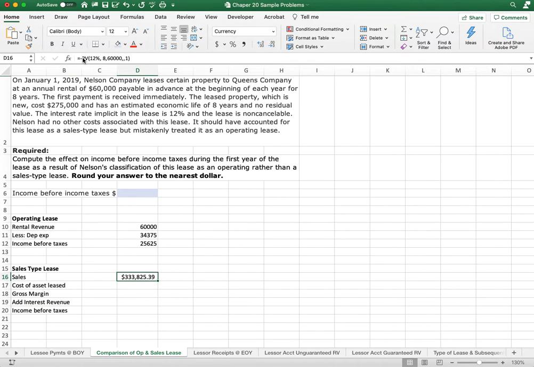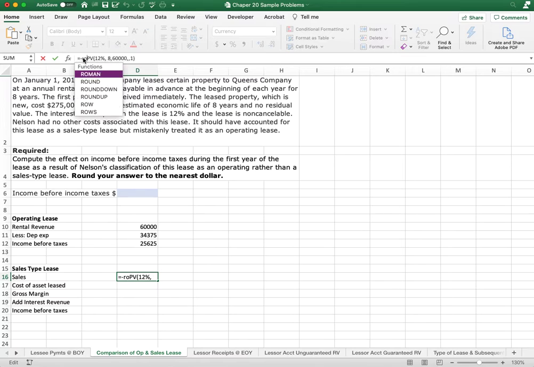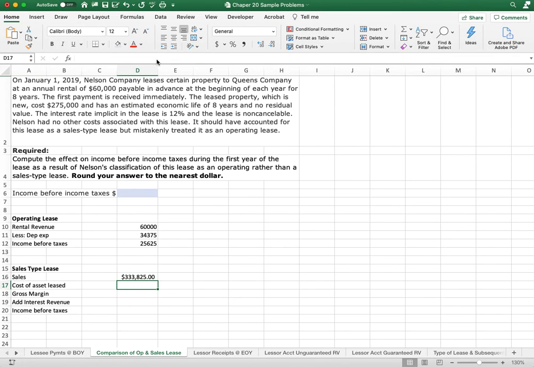And I guess technically we should do a round function in front of this because it told us to round it to the nearest whole dollar. So I'm going to add that function in. The cost of the asset is $275,000. So that gives us a gross margin of $58,825.